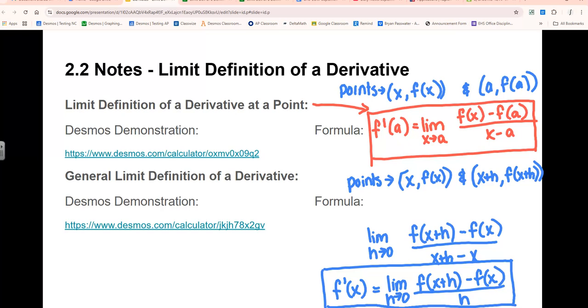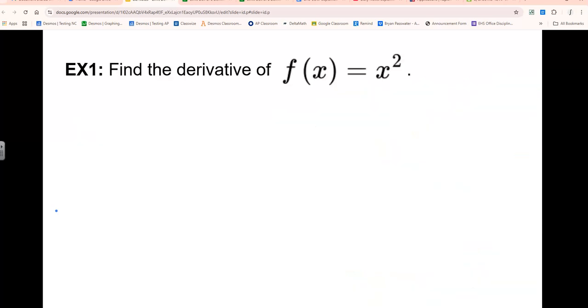This is going to be used when they ask you just for a general derivative, or if they're asking you for multiple points and you don't want to have to do it 6 times. Okay, questions so far? It seems wild and crazy, but it's similar to what we were doing before here.